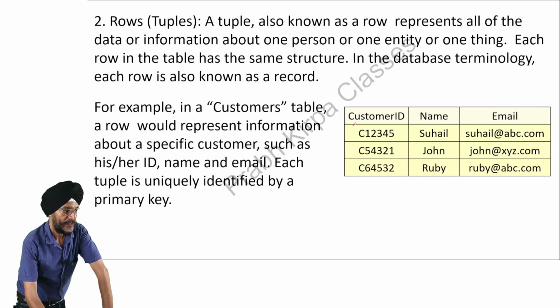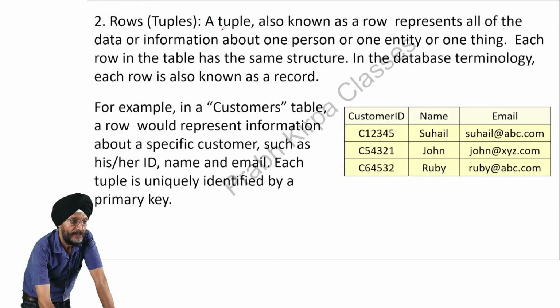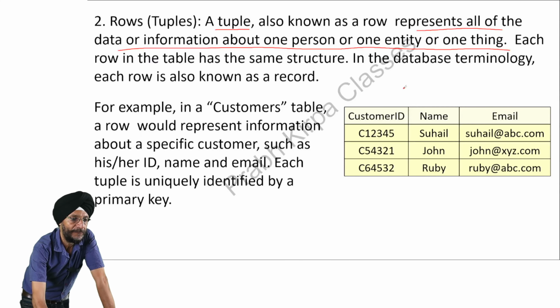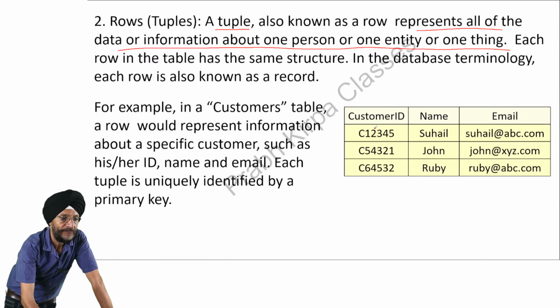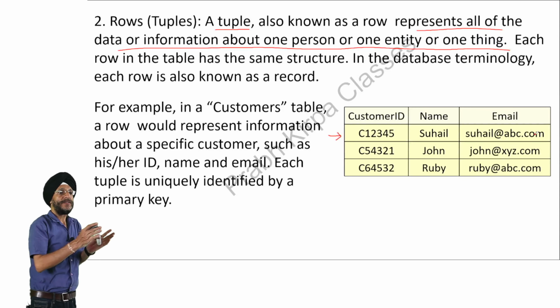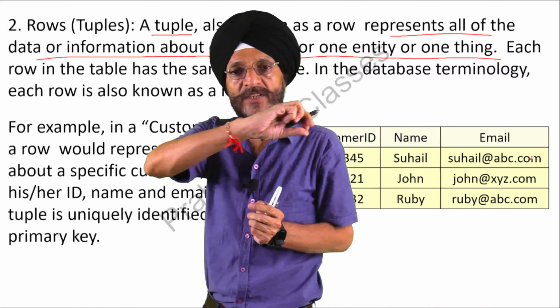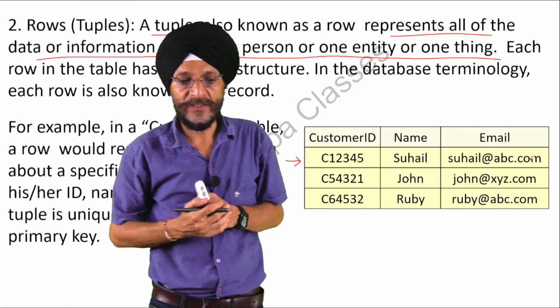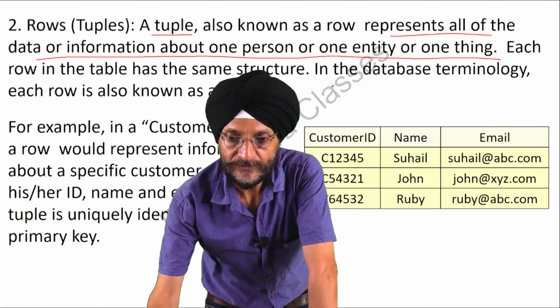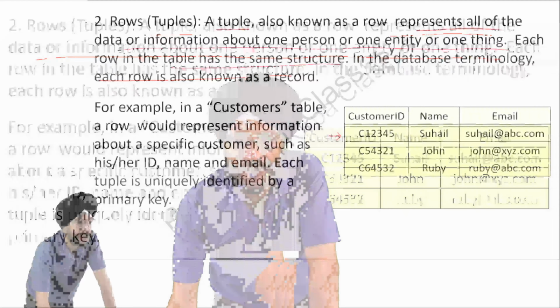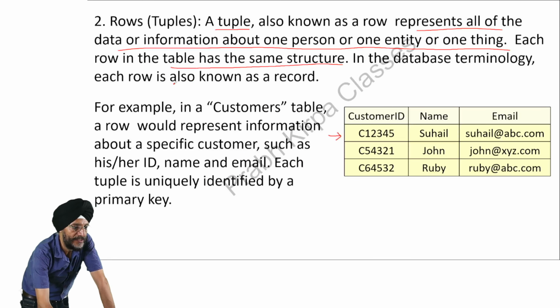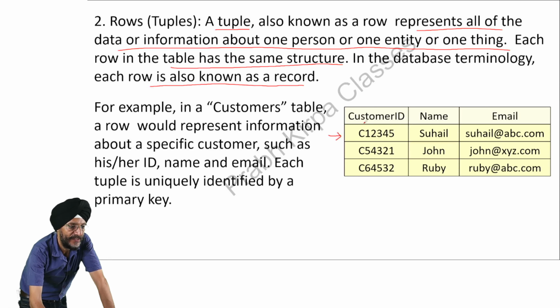Next, rows. Rows are also known as tuples. A tuple represents all of the data or information about one person or entity or anything. If we have a customers table, then all the information about the customer will be mentioned in the row. If we have an employee table, then all the information about a particular employee will be mentioned in the row. Each row in the table has the same structure. In database terminology, each row is also known as a record.